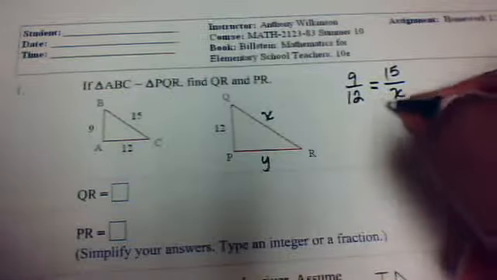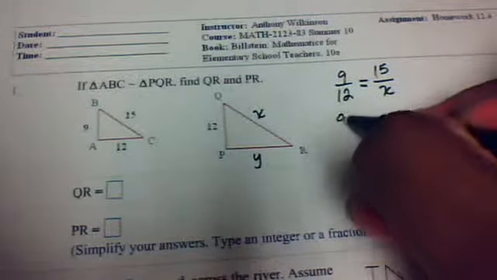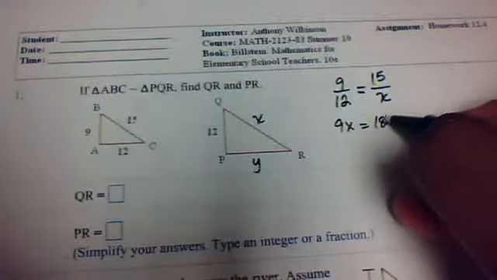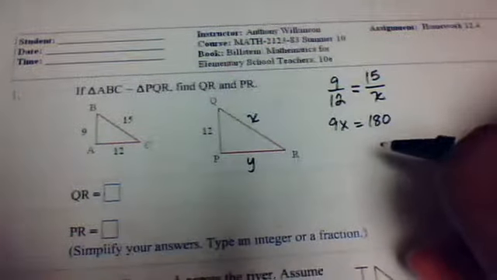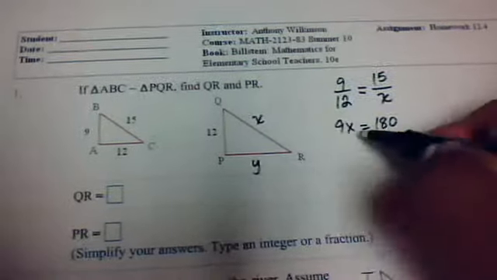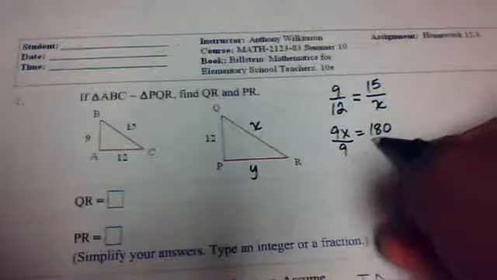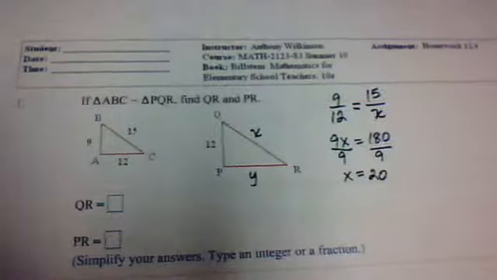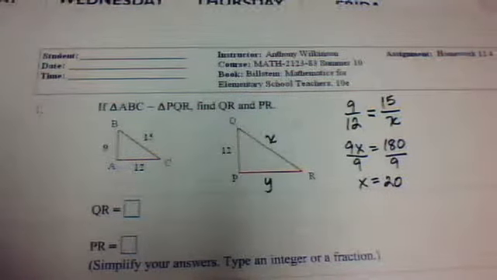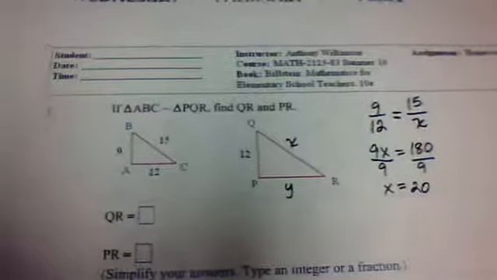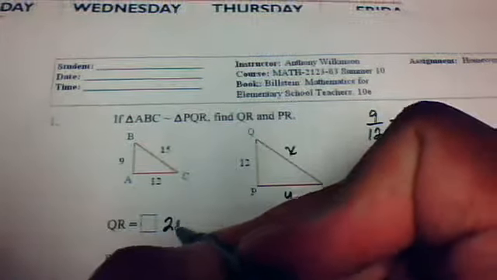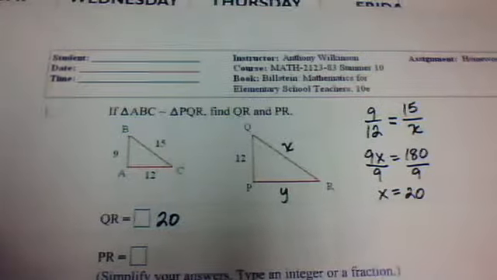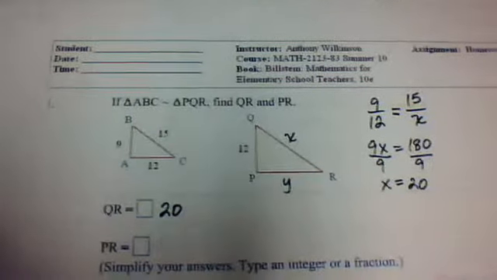Now if I do cross multiplication here, I'll have 9X is equal to 12 times 15 is 180. So I have 9X is equal to 180, and then divide both sides by 9. The length of X is equal to 20. But here X is the length of QR, so that means that QR has a length of 20. So now I need to find out what PR is going to be.